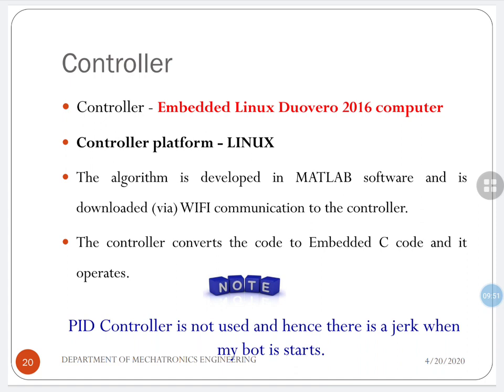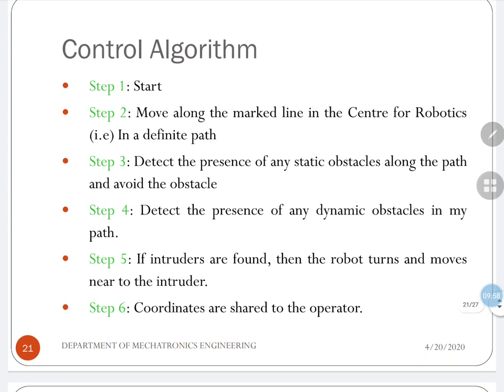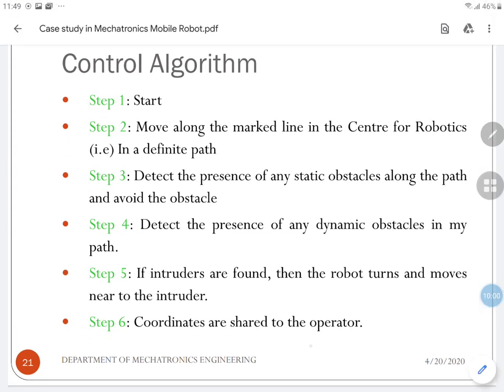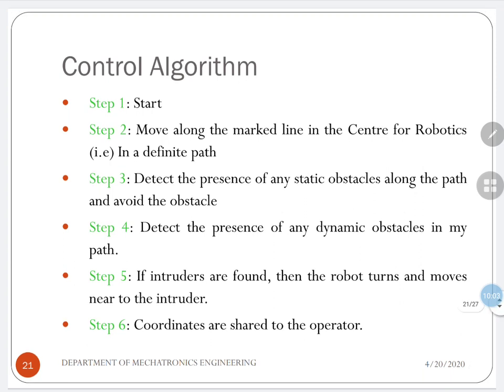So a PID controller is not used in this robot, and hence jerk is there in the robot. So this is the first control algorithm. The first thing is to start and drive the motor along the same direction and velocity, and it is moved along a marked line in the center for robotics lab in a definite path.